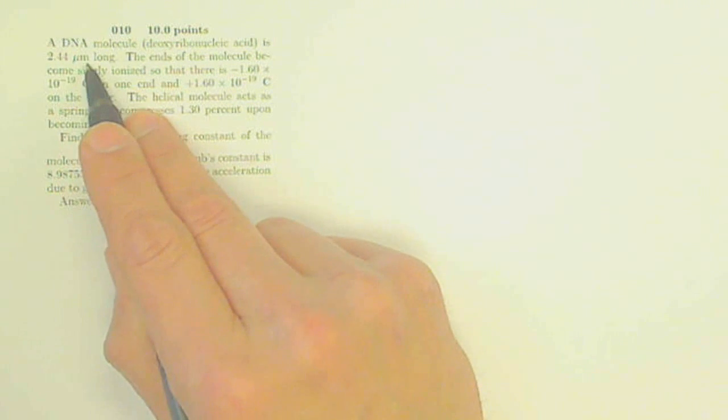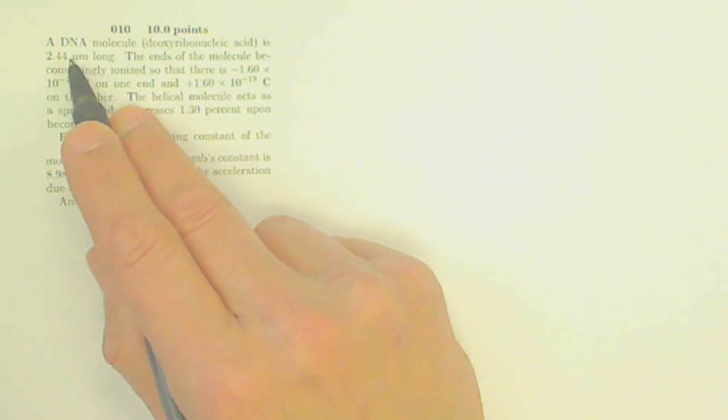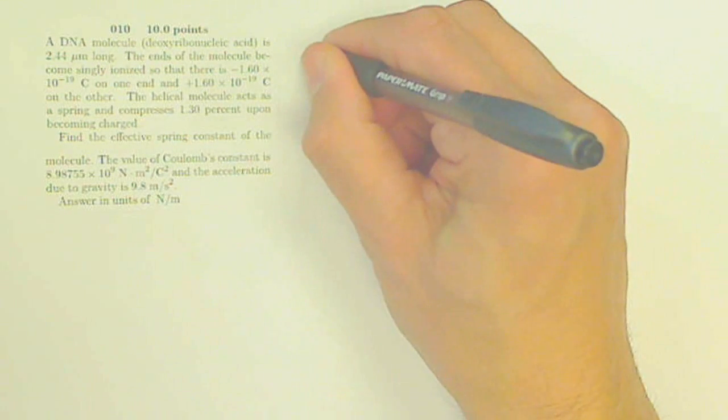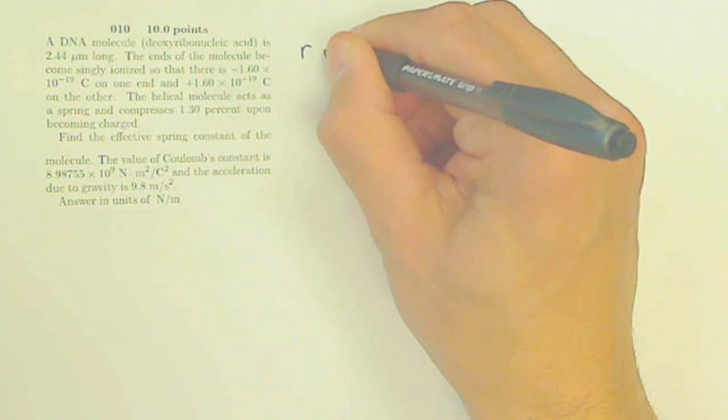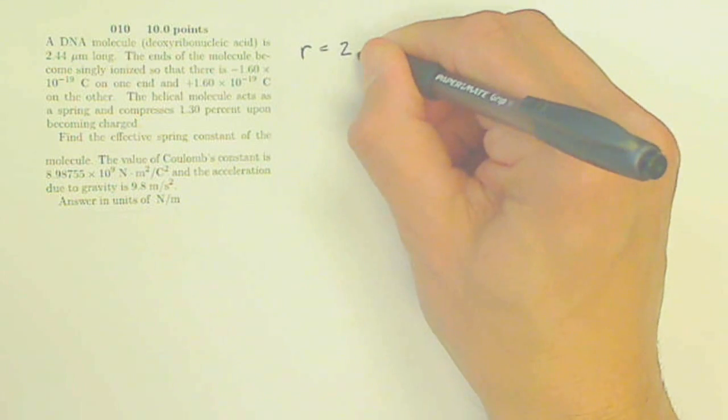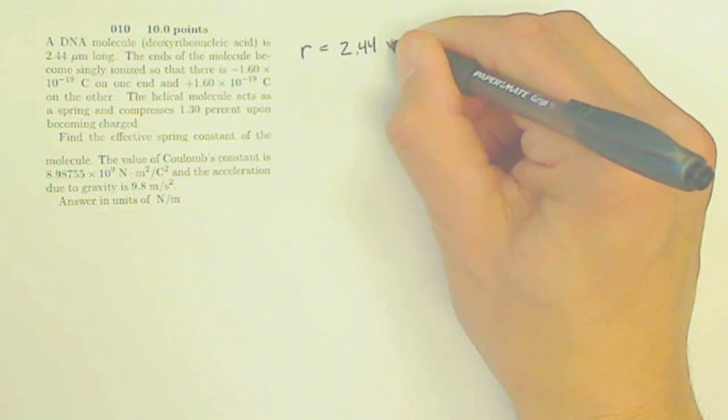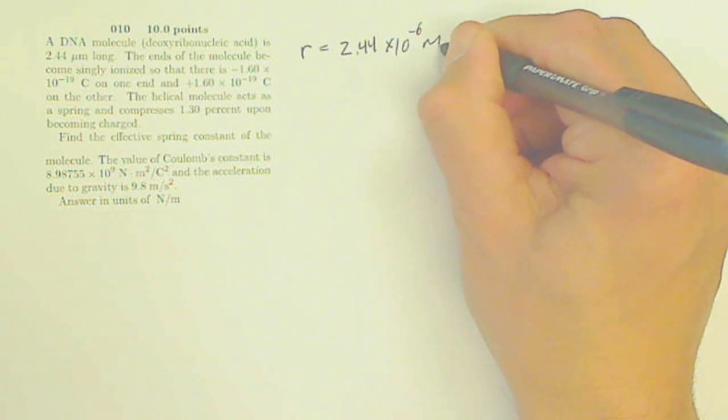This is AP Physics, Homework 9.1, question number 10. A DNA molecule is 2.44 micrometers long. Well, the micro here works just like microcoulombs, so I know that my distance is going to be 2.44 times 10 to the minus 6th meters.